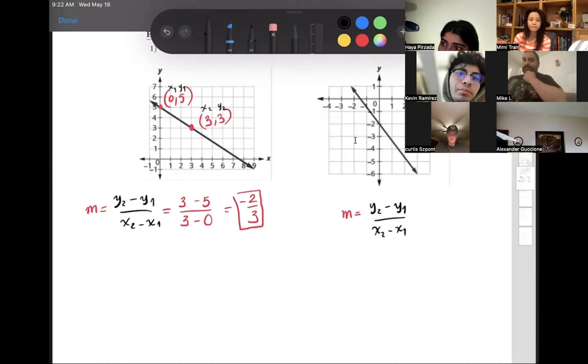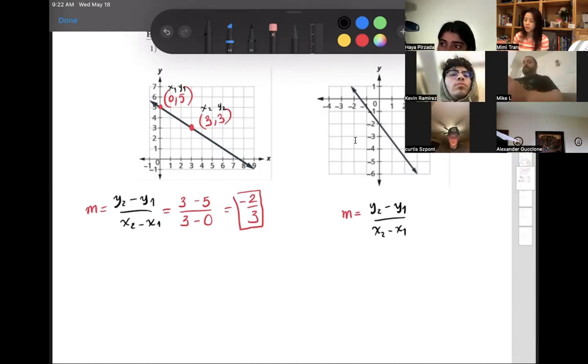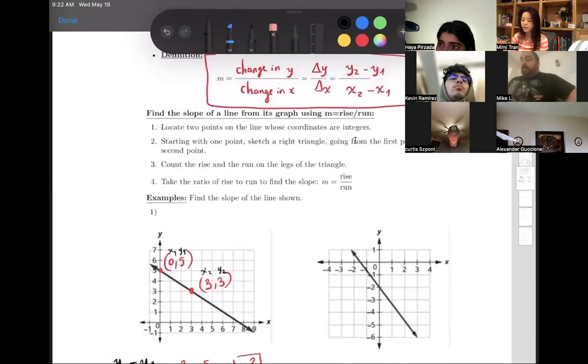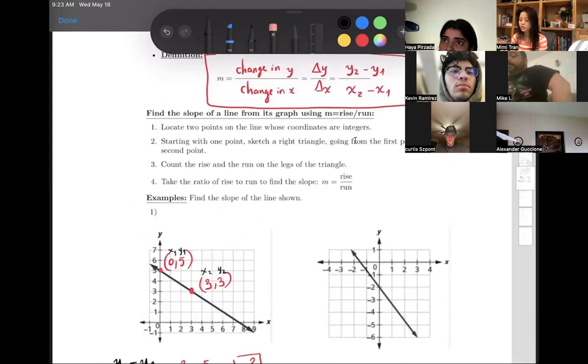Quick question. How do you determine which points to choose on the graph? Any point you want. Step number 1 is to locate 2 points on the line whose coordinates are integers. Okay, thank you. Yeah, any point you want.